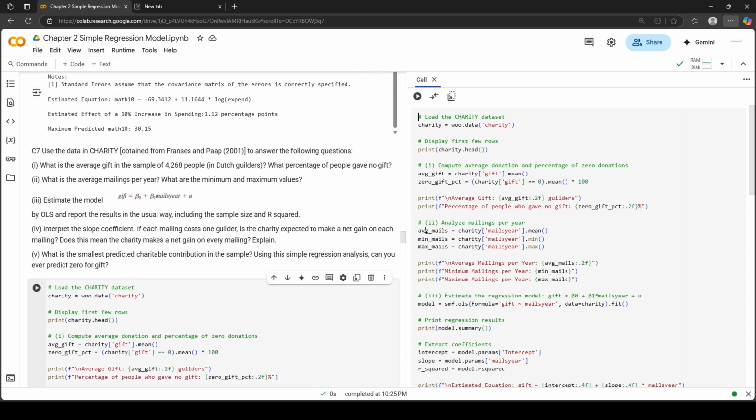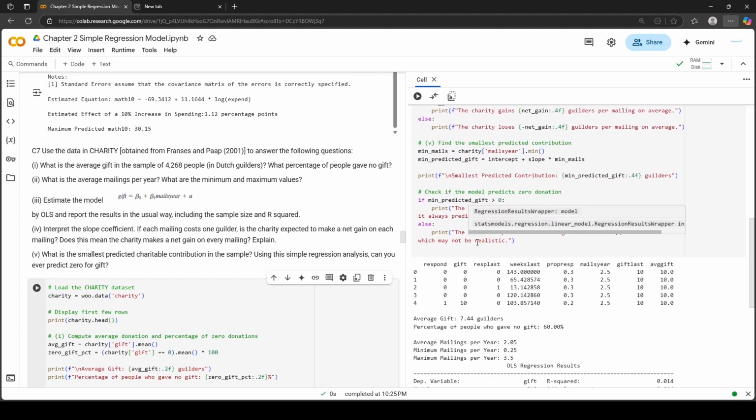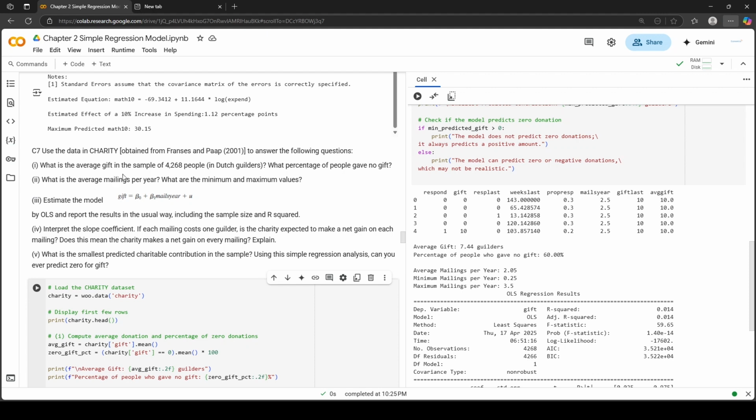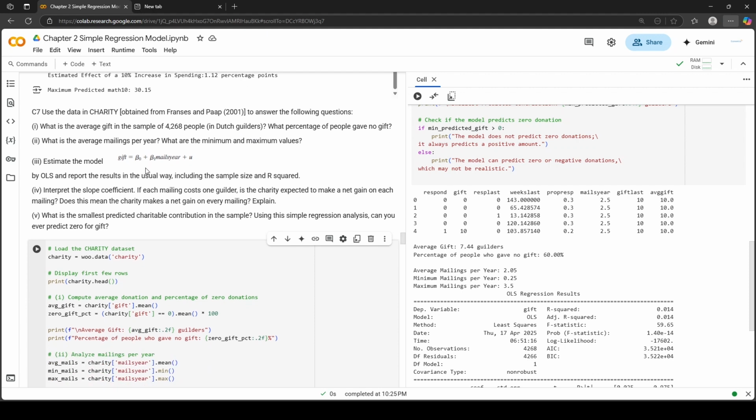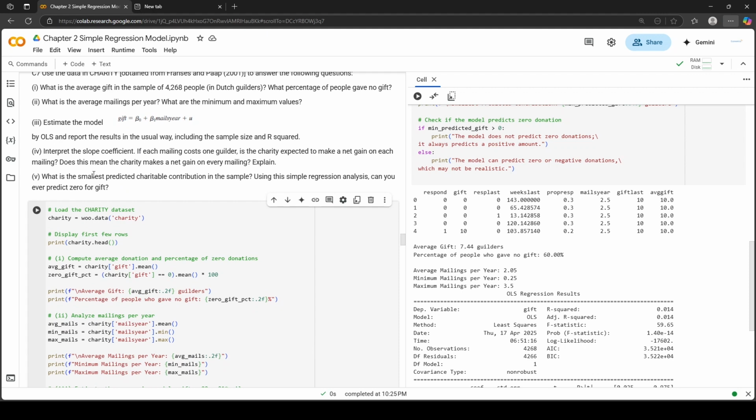In the seventh question, we are using the dataset charity. In the first part, it asks what is the average gift in the sample of 4,268 people, and the gift value is given in Dutch guilders, and what percentage of people gave no gift. Then, what is the average mailings per year, and what are the minimum and maximum values. In the third part, estimate the model, gift variable being explained by mailsyear, by OLS, and then we have to interpret the slope coefficient. In the last part of this question we have to find out what is the smallest predicted charitable contribution in the sample.